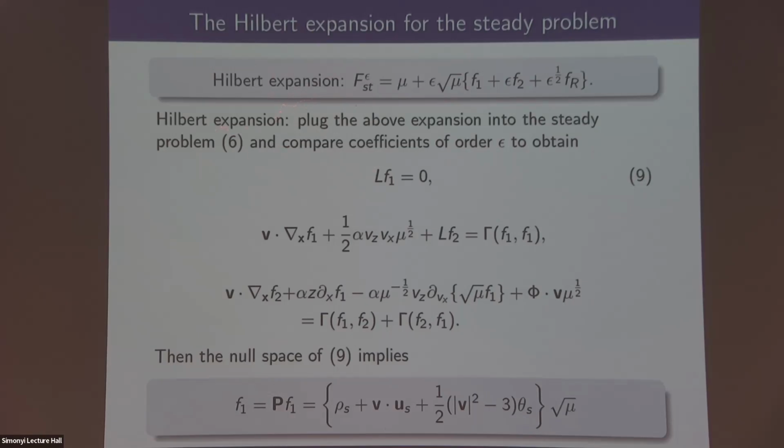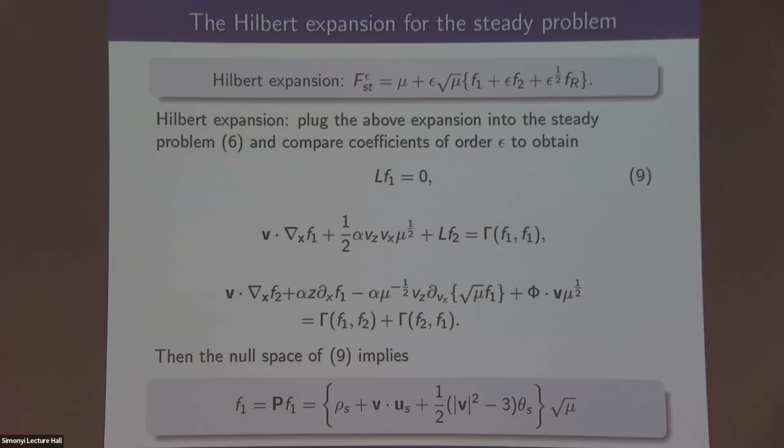The idea is that you expand the solution in powers of epsilon, and you plug the expansion into the equation and compare the coefficients of each order of epsilon. If we do this for the steady problem, we get f epsilon st is mu plus epsilon squared root of mu, f1 plus epsilon f2 plus epsilon to the 1/2 fr, and fr is the remainder. You can keep going, but we don't need to. You would just get higher order corrections if you kept expanding.